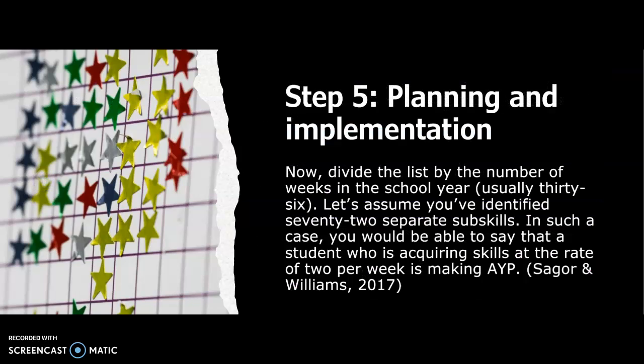Slide 4 and step 5 is the planning and implementation. So you got to figure out, okay, there's 36 weeks in a school year. I have 72 separate sub-skills. That means I got to teach 2 sub-skills a week. So this is where you plan to make that happen, which makes it a lot easier for you to track the growth and, weekly or bi-weekly, figure out, are students mastering this? Are they on track to hit their yearly expected growth?